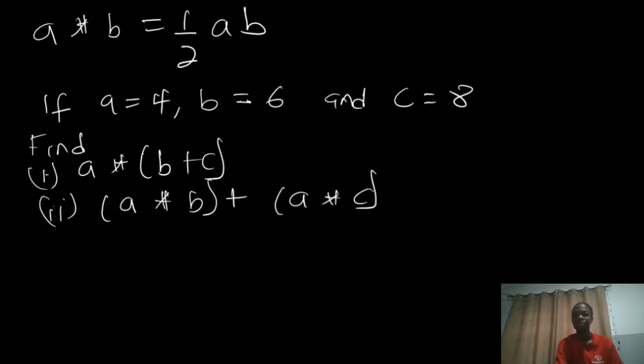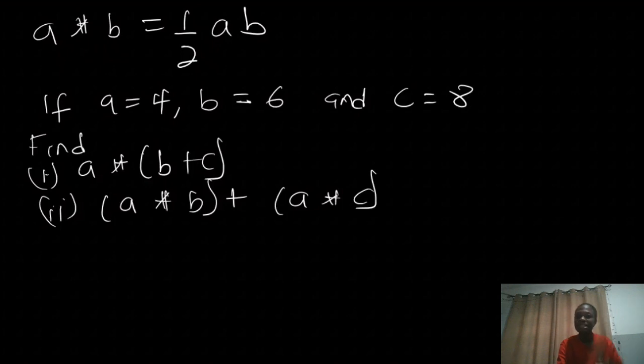So for example, if you are told to solve, they've given us a rule for star, a star b to be equal to 1 over 2 ab. If a is 4, b is 6, and c is 8, find a star b plus c. Then they've spread the star over the addition. So now let's try to do all of them one by one and see. So for the first one, a is 4, our b is 6 and our c is 8. So 4 star 6 plus 8.